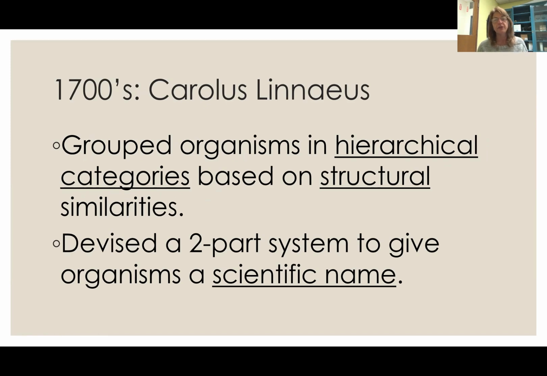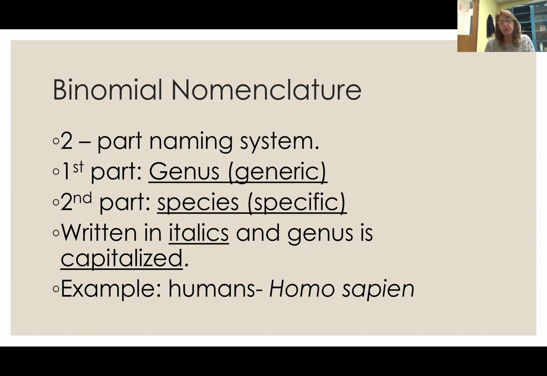Back in the 1700s, there was a gentleman named Carolus Linnaeus, and he decided to put organisms in a group based on their structural similarities. And he gave every organism a two-part name, and we call this its scientific name. In this two-part naming system, which we call binomial nomenclature, the first part of the name is the genus, and the second part is the species.